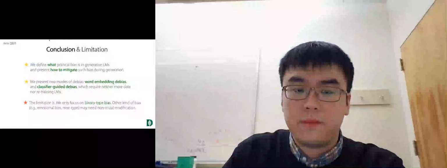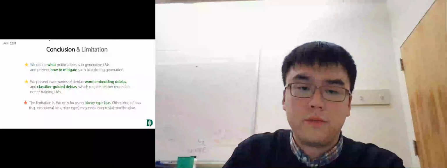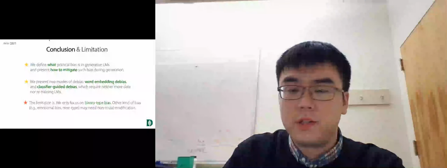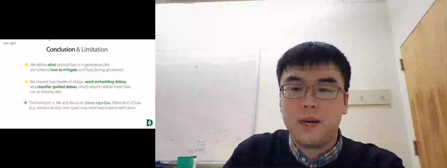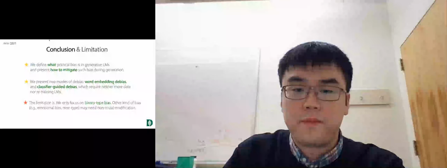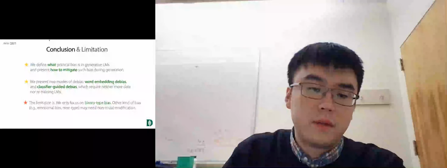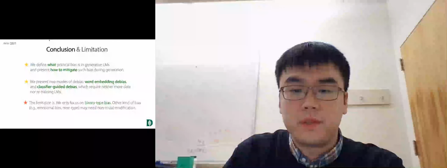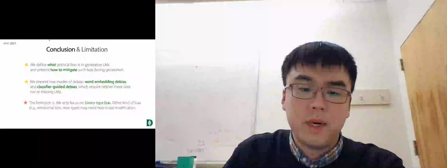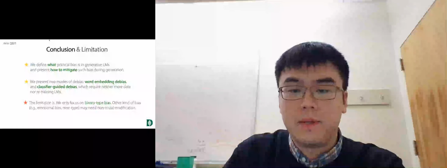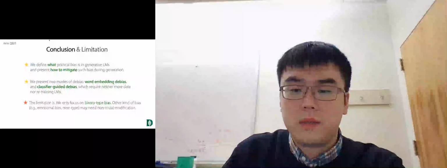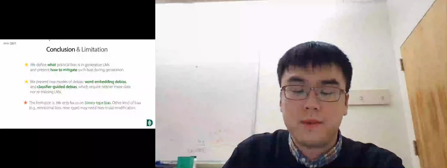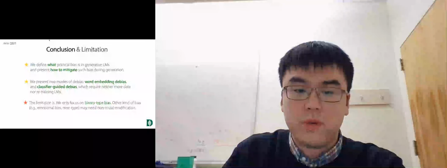As a conclusion, first, we define what political bias is in generative language models and present how to mitigate such bias during the generation. Second, we present 2 modes of d-bias: word embedding d-bias and classifier guided d-bias. The advantage of our method is we do not need more data, and we do not need to retrain the language models.